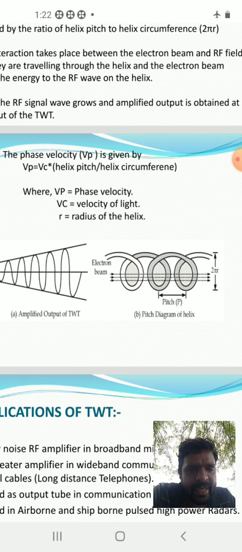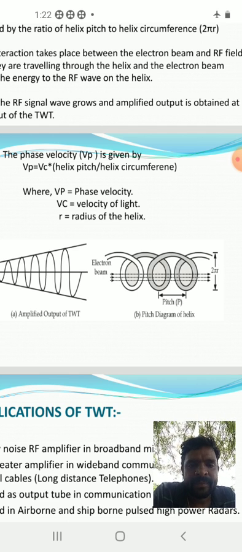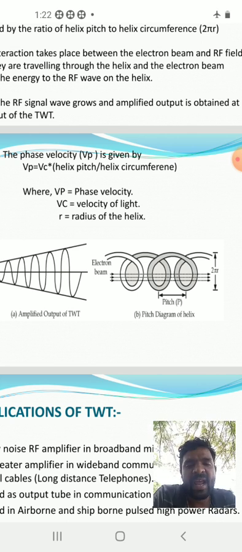Here the helix pitch increases. That means the gap from one turn to another turn increases. As the pitch increases, the signal amplification also increases. As the helix circumference increases, the electron beam effect also increases. In this way, the electric field and the velocity of the RF signal are amplified by the traveling wave tube.